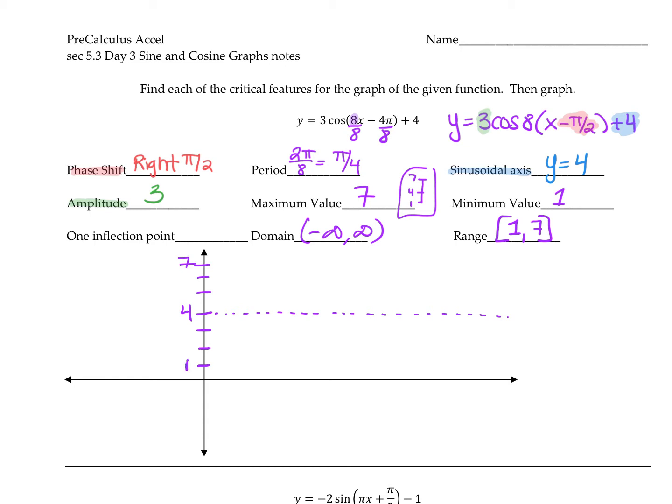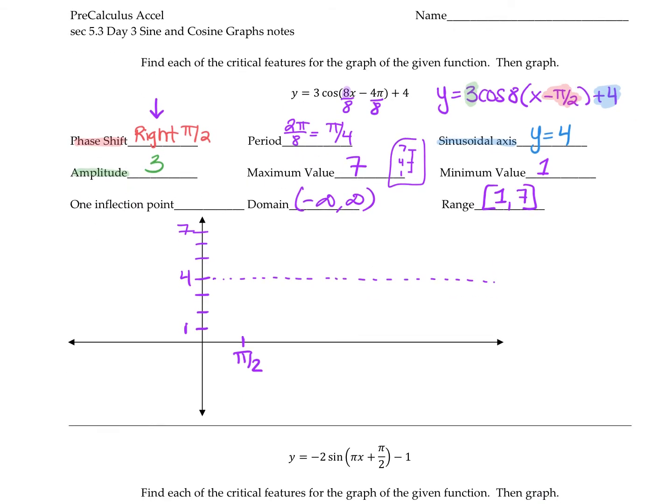Now to graph my x-axis, I know I'm starting right pi over 2, so I'm just going to start at pi over 2. This is my first point. And my distance, or the length of my cycle, is pi over 4. So if I do pi over 2 plus pi over 4, that would be 2 pi over 4 plus pi over 4. So I know that my cycle would end at 3 pi over 4.